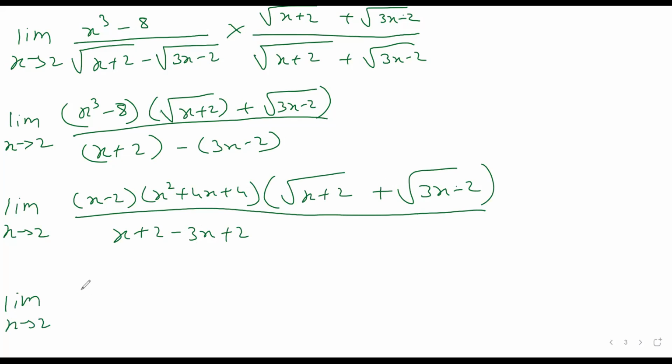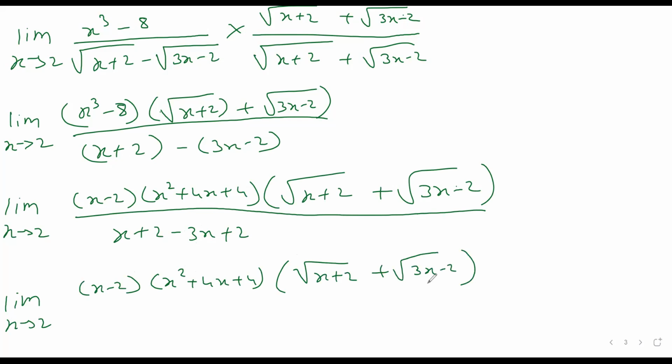So limit x tends to 2, x minus 2, x square plus 4x plus 4, x plus 2 plus under root 3x minus 2, whole thing upon. Ma'am, 2x plus 4.